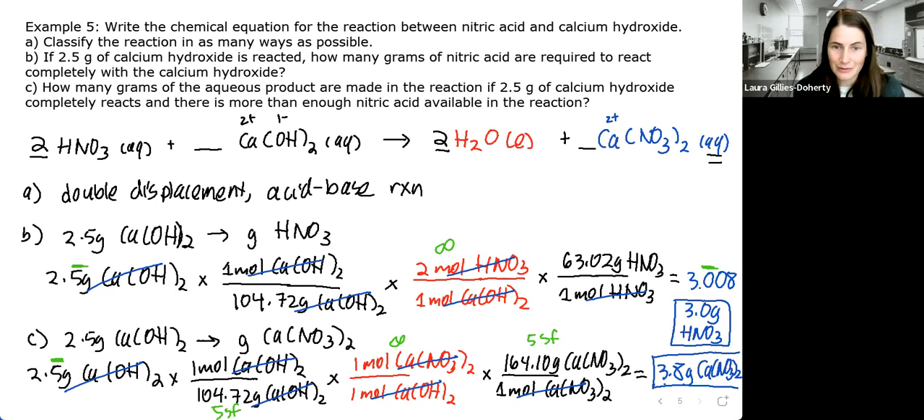I know that ended up getting a little bit on the long side, but I wanted to show you a bunch of different ways to use mass to mass calculations.